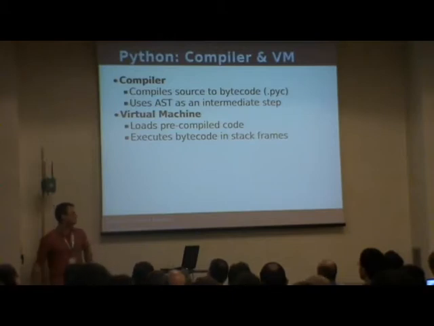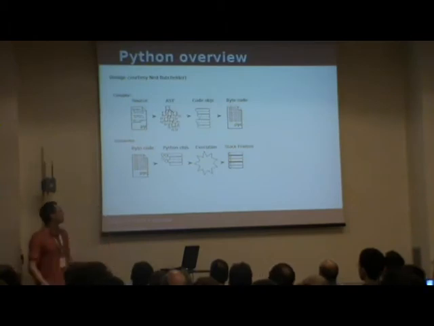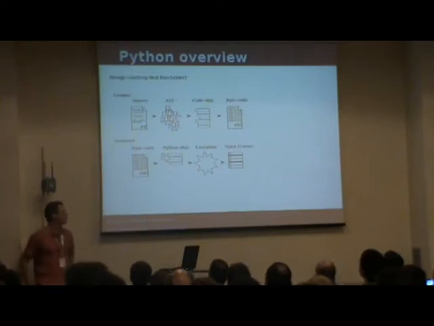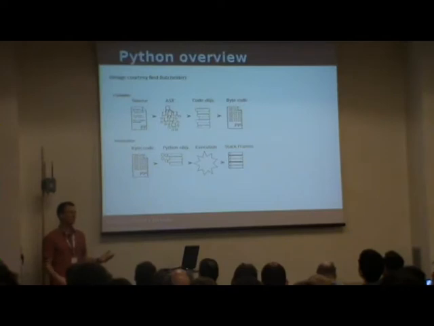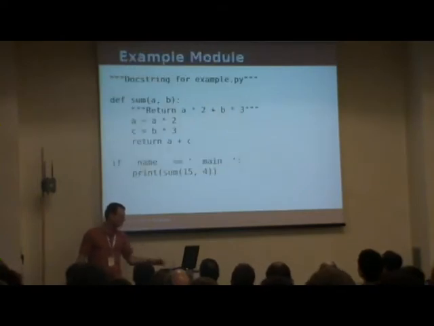This talk is going to concentrate on the virtual machine part, not really on the compiler part and the AST transformation. This is the only image I'm going to show. It's a graphical overview of what happens. The source file gets transformed to an AST, you create code objects which are stored in bytecode files, and then the interpreter will load those and execute them using stack frames. And at the end of it, you get a running program, which is what we want.